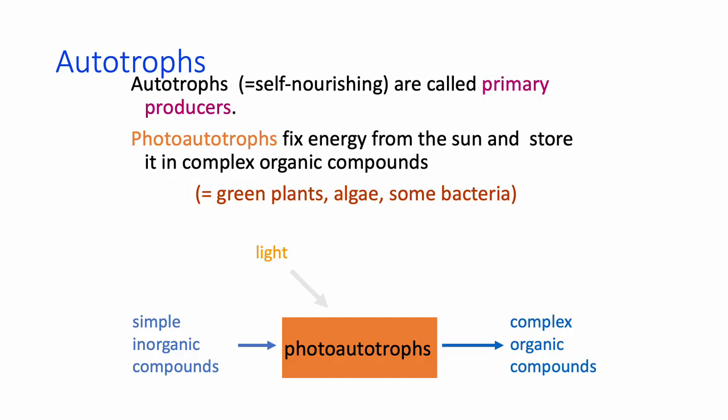First coming to the photoautotrophs. Photoautotrophs are the plants which are able to fix the light energy from the sun and store it in organic compounds.